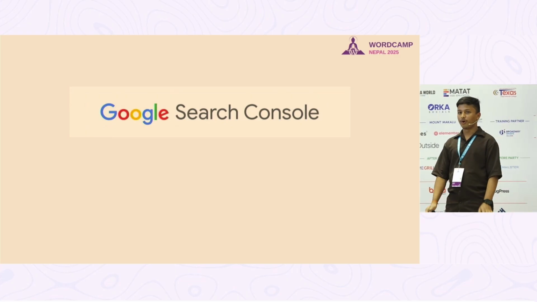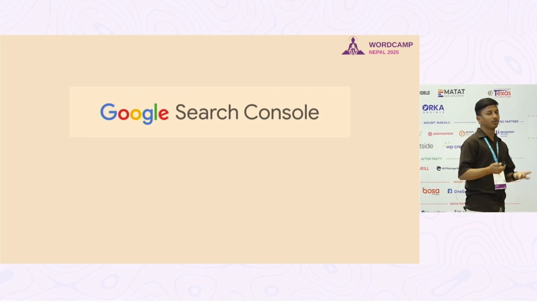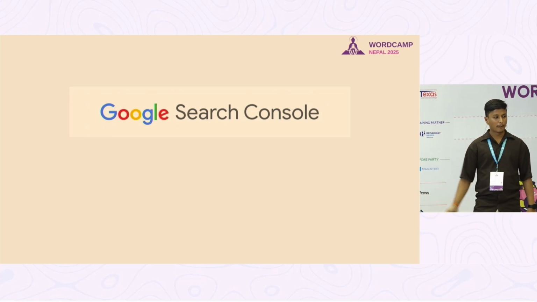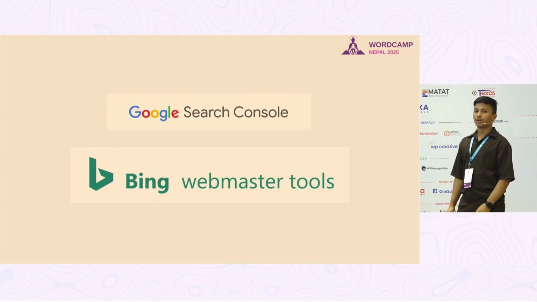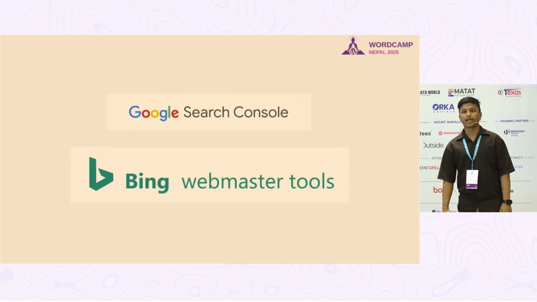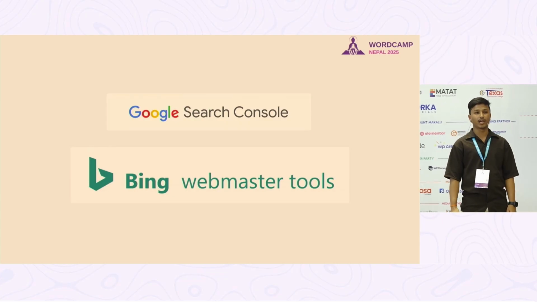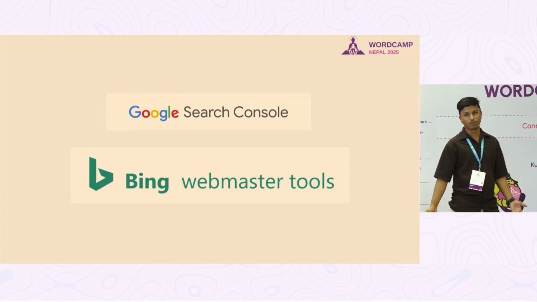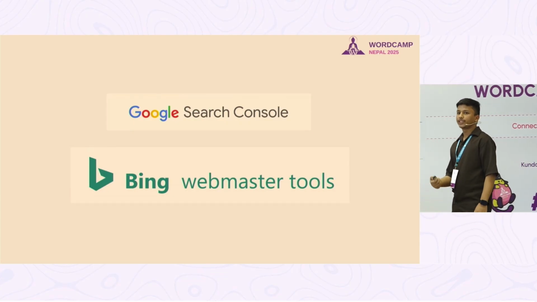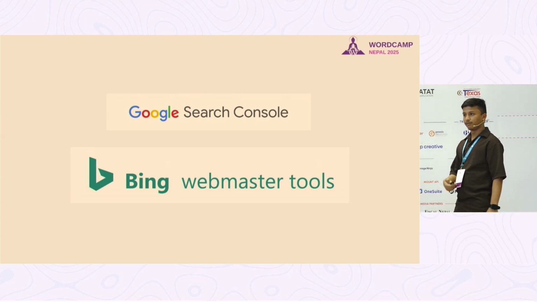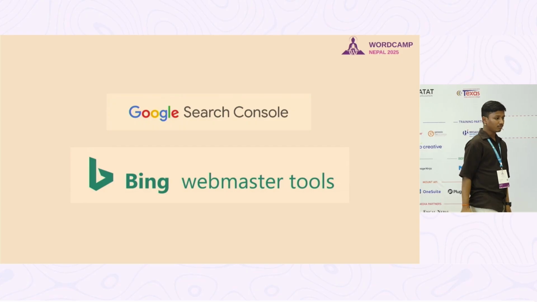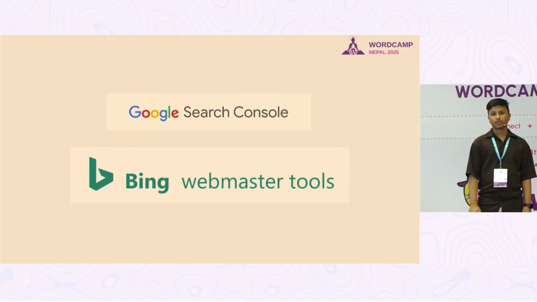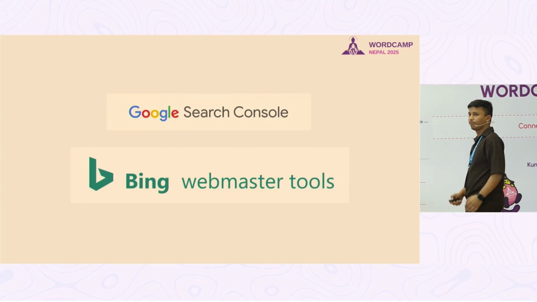Now, the important thing is everyone knows about Google Search Console, but people are not talking about Bing Webmaster Tools. People are not optimizing the website for the Bing search engine. Everyone is trying to optimize their website for Google only. Why? Now ChatGPT is evolving, and everyone knows ChatGPT takes the search results from Bing. So try to optimize for the Bing search engine as well.